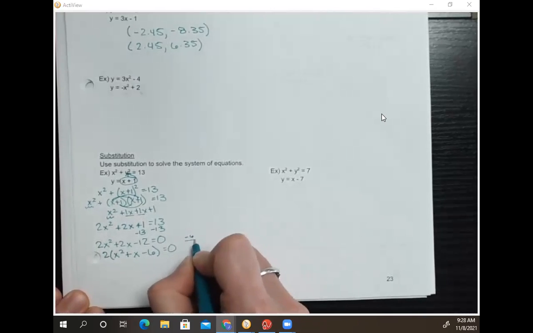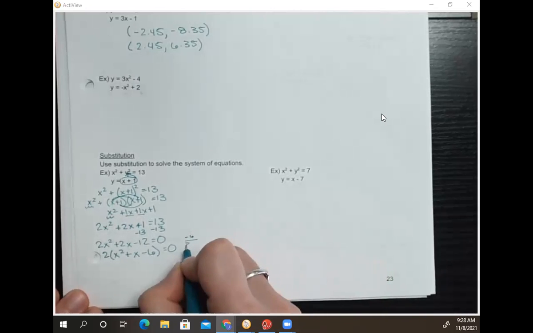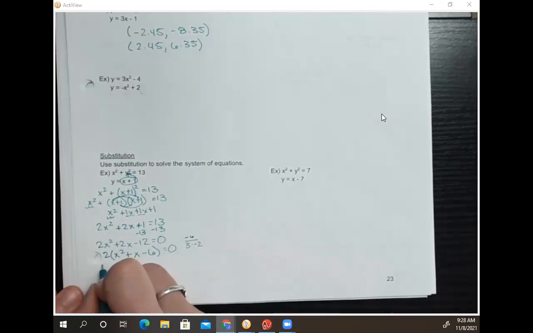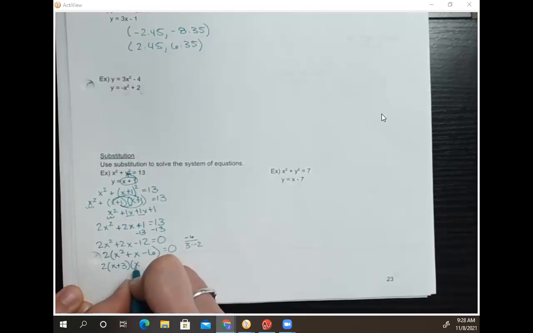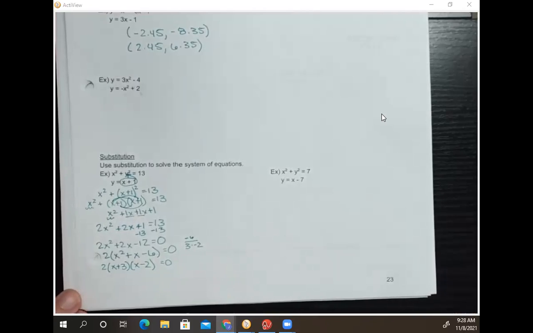Factors of -6 that would add to 1 would be 3 and -2. So this would be 2 times (x plus 3) times (x minus 2). Set each factor with an x equal to 0, and I would get x equals -3 and x equals 2.